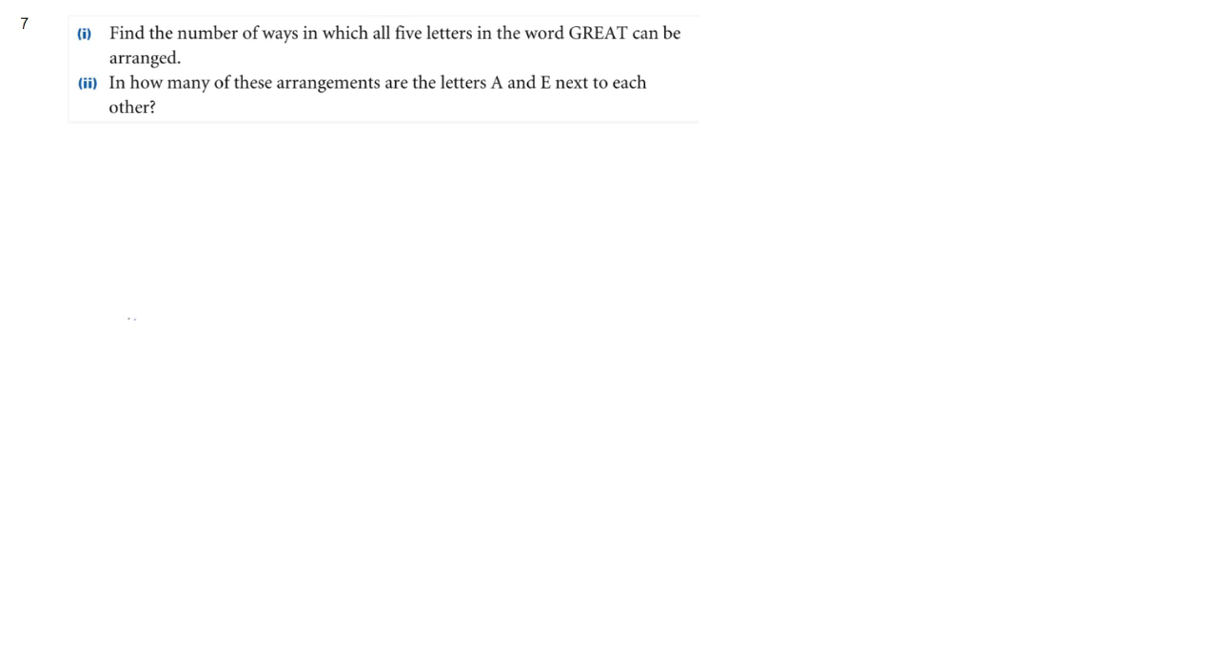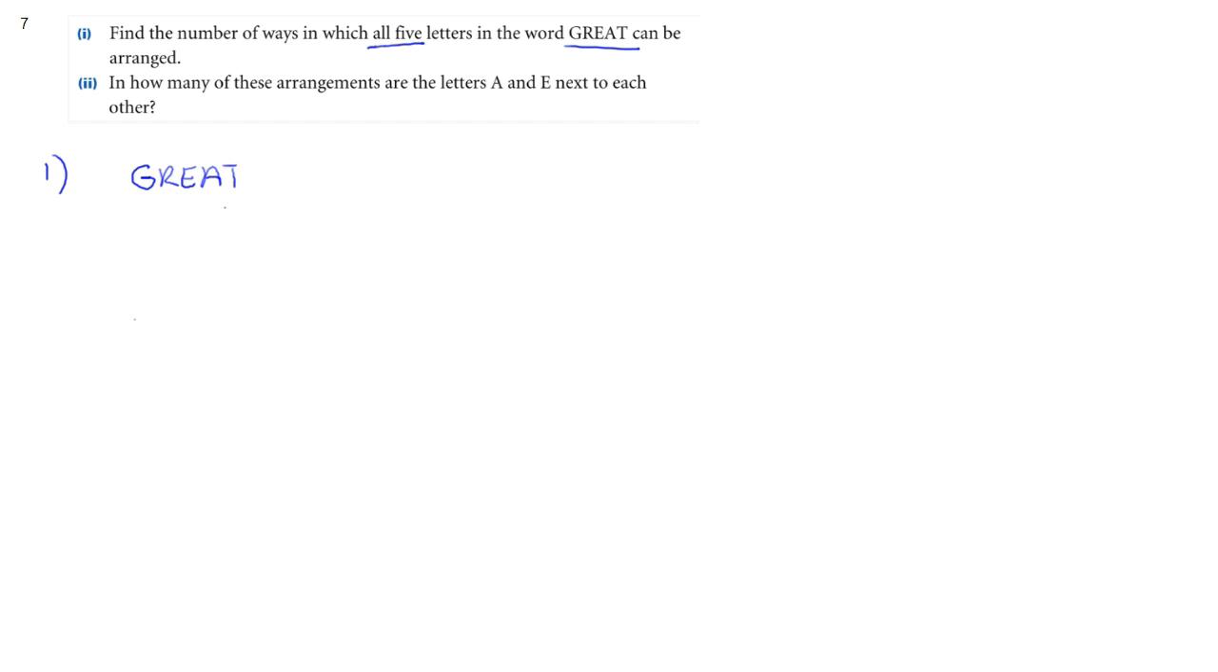All right, in this problem, we're going to find the number of ways in which all five letters in the word great can be arranged. Arranged is a good clue that we're talking about a permutation. And all we've got to do is take a look. We're using all five of our unique objects, the letters G, R, E, A, T.